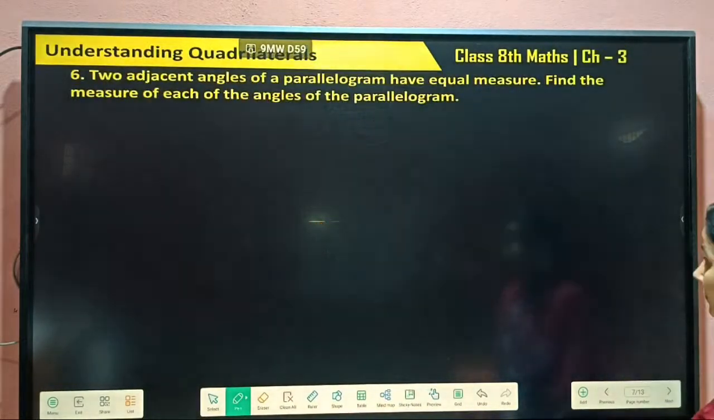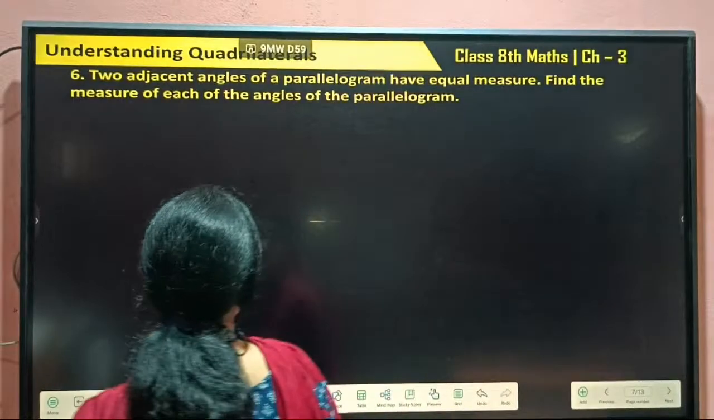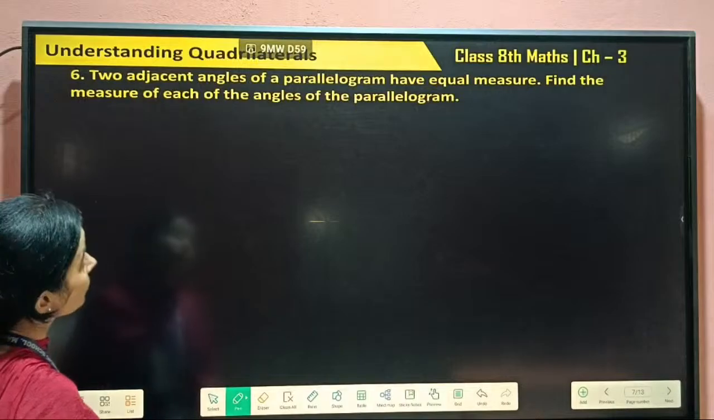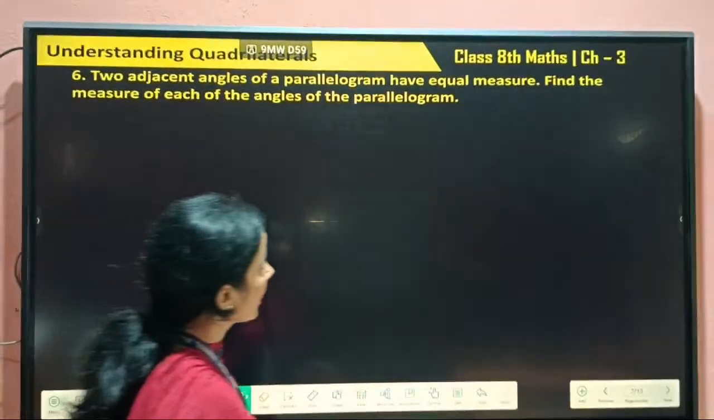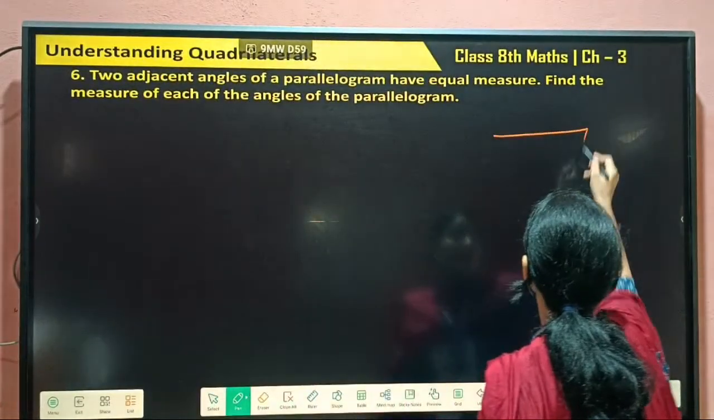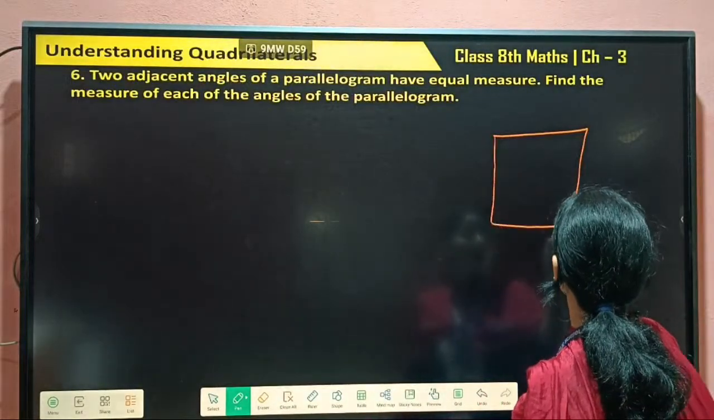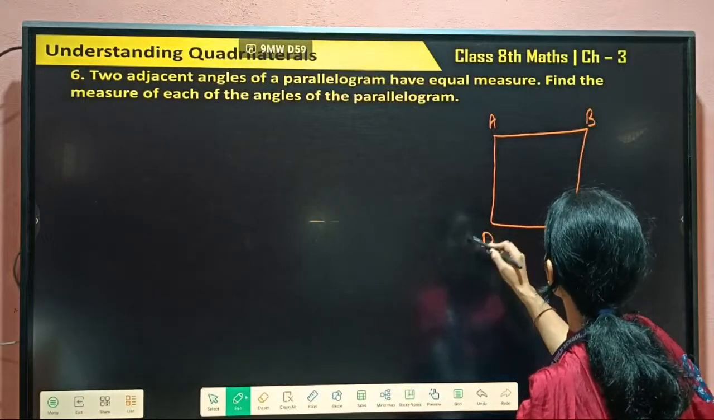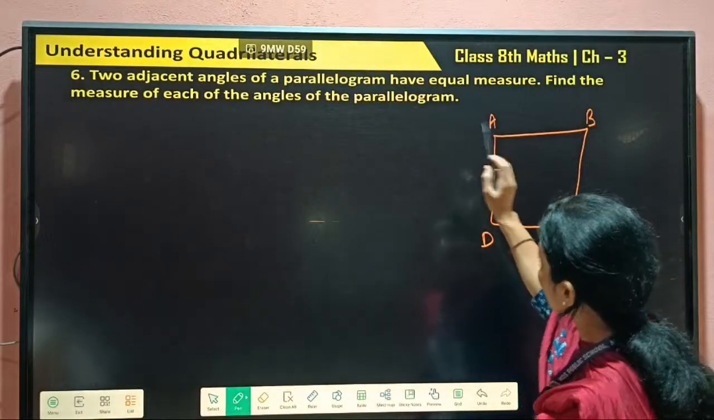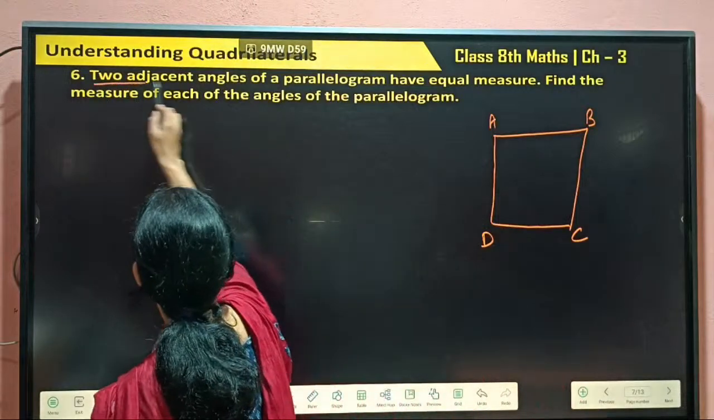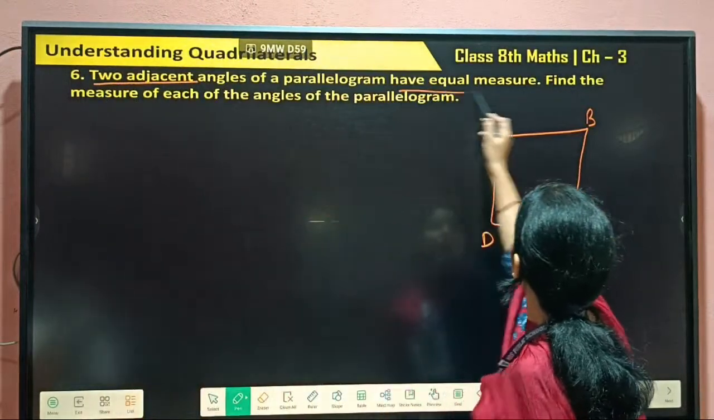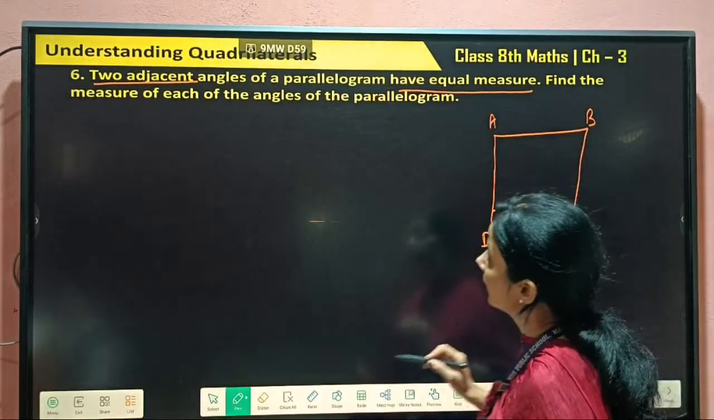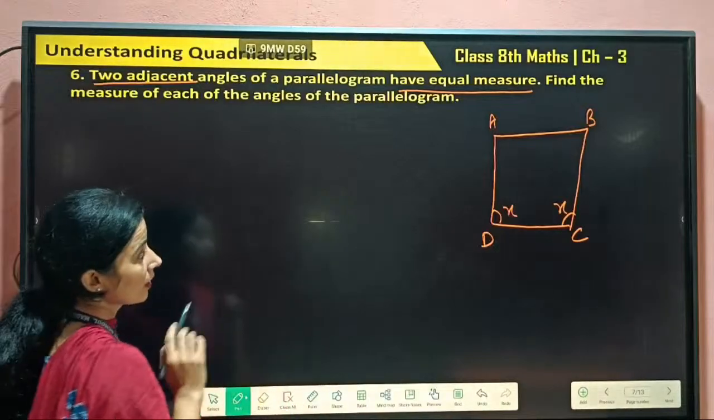Next question. Next is two adjacent angles of a parallelogram have equal measure. Find the measure of each of the angles of the parallelogram. In this, the question is based upon the same concept as we discussed in the last question. A, B, C and D. Now, this time, two adjacent angles have equal measures. If this angle is x, then this is also x. Means two adjacent angles have equal measure.